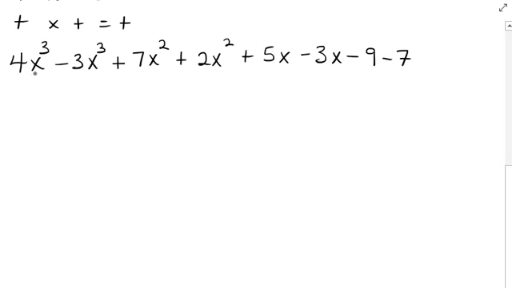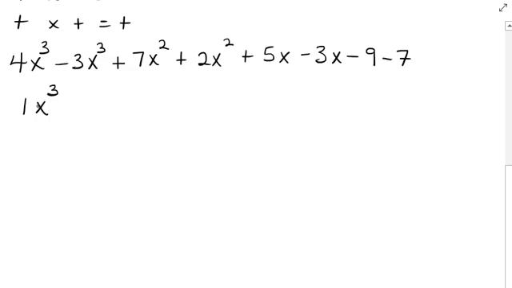We now need to simplify further. So simplifying further means we need to either add or subtract depending on the sign in front of the numbers in each term of like terms. We need to simplify them. So here, these are like terms. This 4x cubed minus 3x cubed are like terms. So 4 minus 3 here is 1. And that will be 1x cubed.